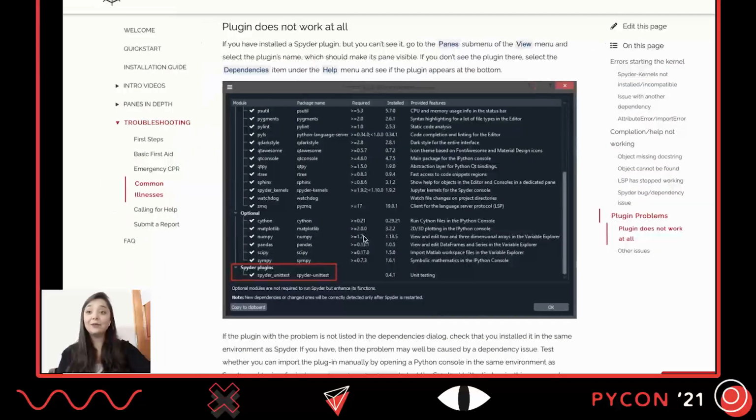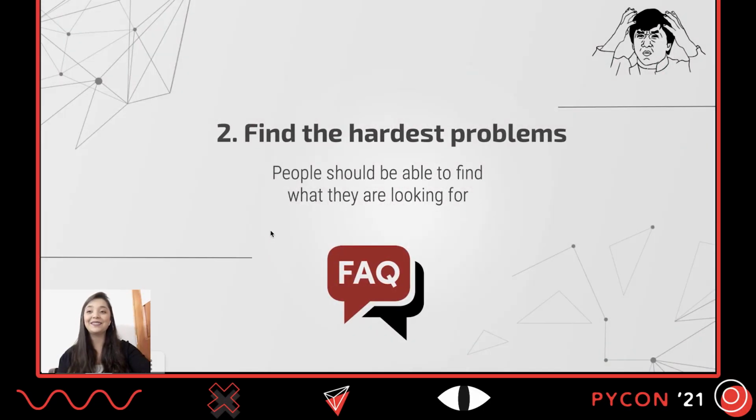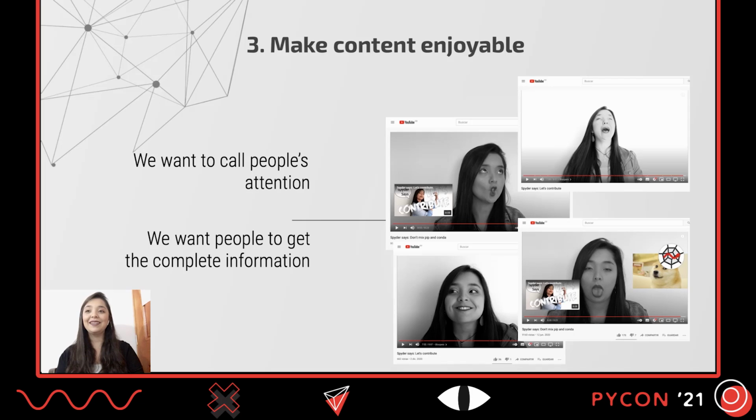So find the hardest problems and try to find an easy way to solve them. Make the content enjoyable. So I think this is the hardest one. When dealing with hard problems, content tends to be long and complicated, and this usually causes people to get bored or distracted and you lose their attention.